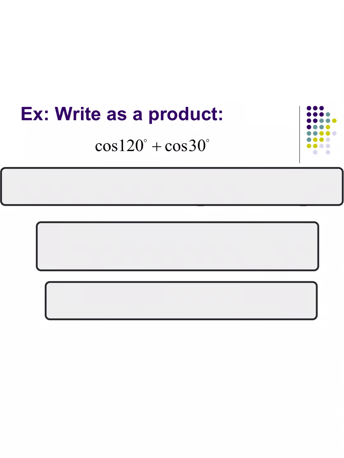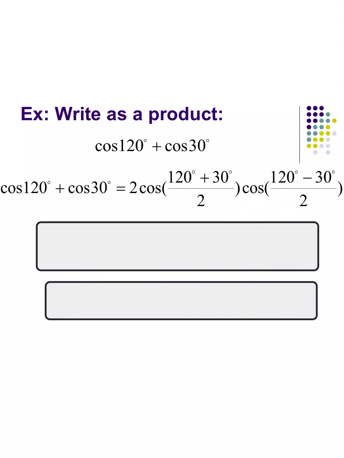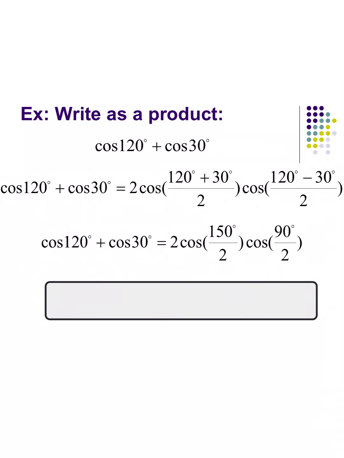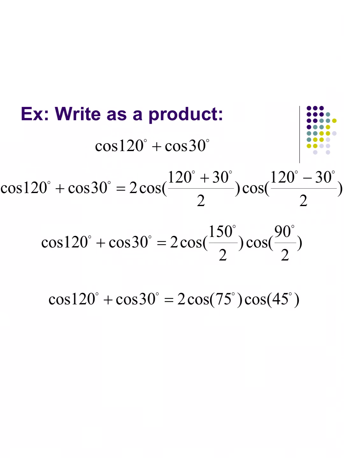All right, for our first example here, we're going to write the cosine of 120 plus the cosine of 30 as a product. So in order to do that, we're recognizing we have cosine plus cosine, which tells us we have 2 times the cosine of u plus v over 2 times the cosine of u minus v over 2. So we plugged in our u and our v value into our formula. When we go ahead and add them, we get 150 over 2 and then 90 over 2. And then last but not least, we want to go ahead and simplify that. So we have 2 cosine of 75 times the cosine of 45.